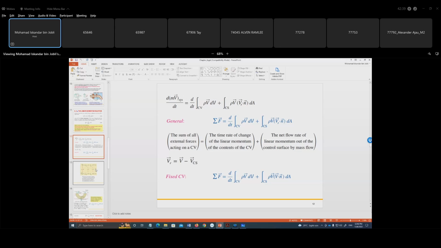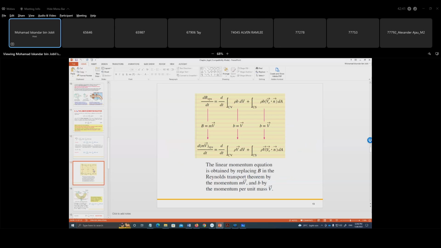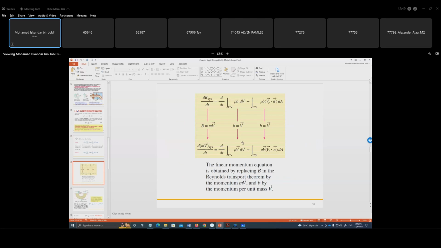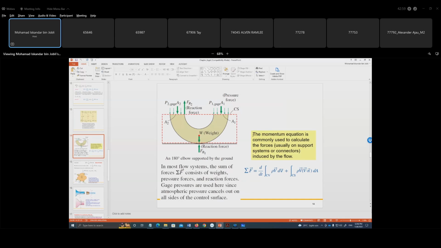Don't worry about remembering this. This is just how they play around with the equation. You can change the equation we got earlier into this by replacing B equals to mV and small b equals to V. You can rewrite it in this way, not really a big issue there. So you have this equation again.